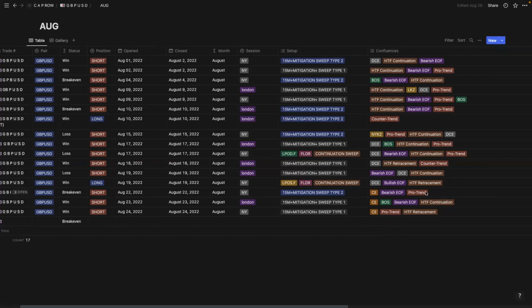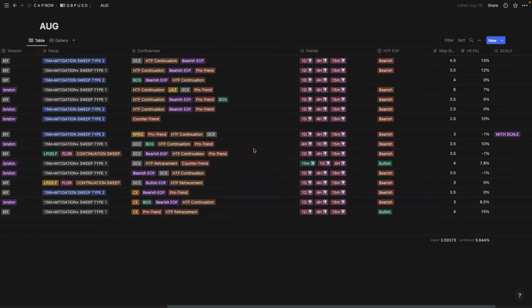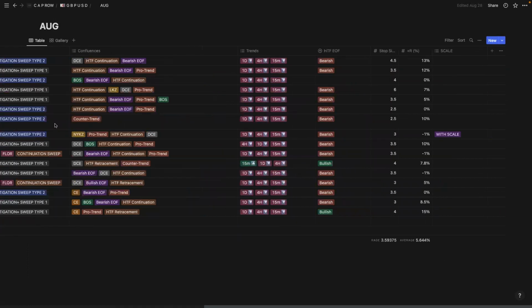So I will be avoiding counter trend most of the time. How many counter trends did I take? I took one counter trend, one more, another counter trend over there, so three counter trends. Now once you have done each and every one of these, you have to focus on this average RR.